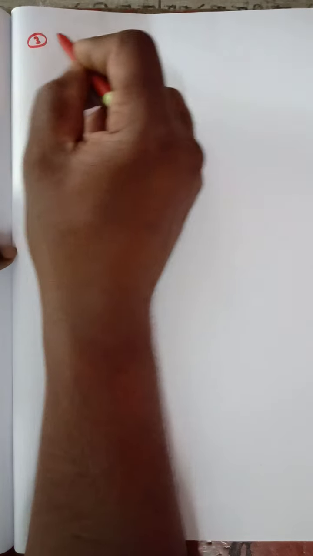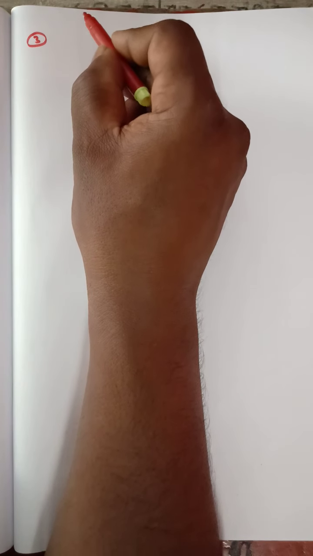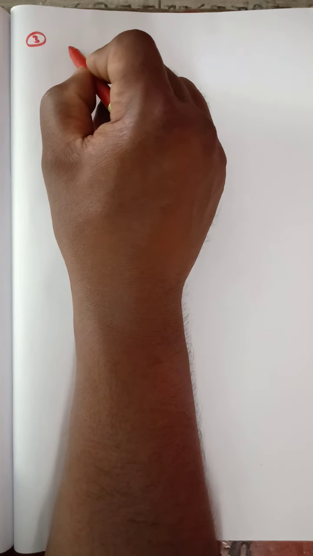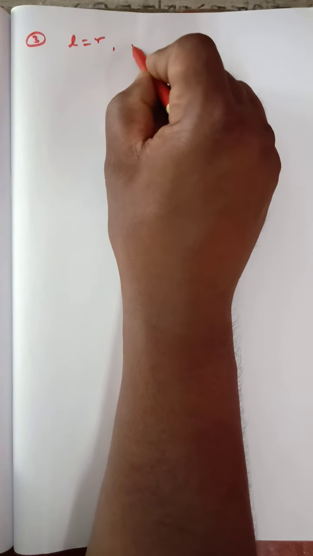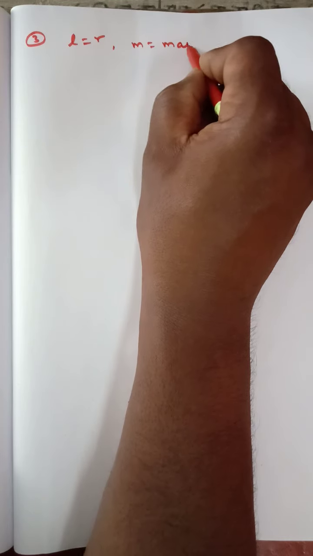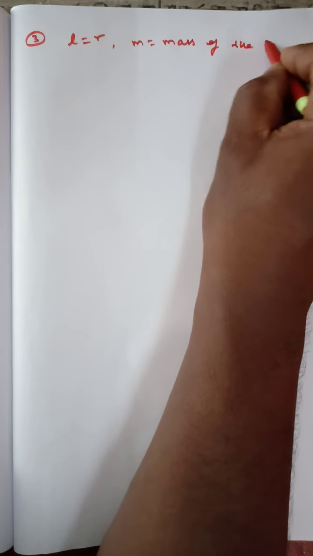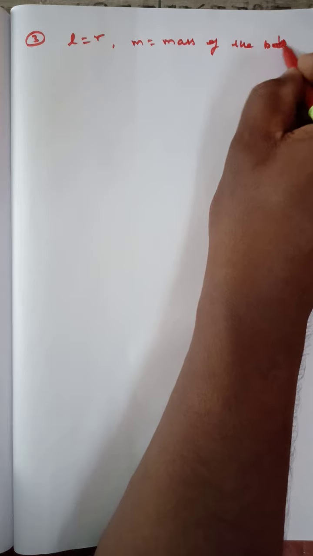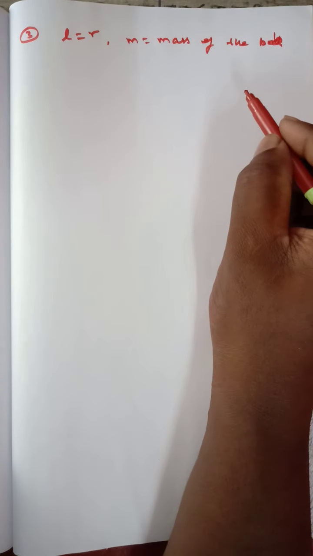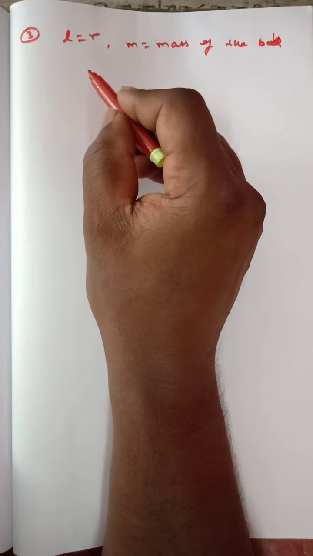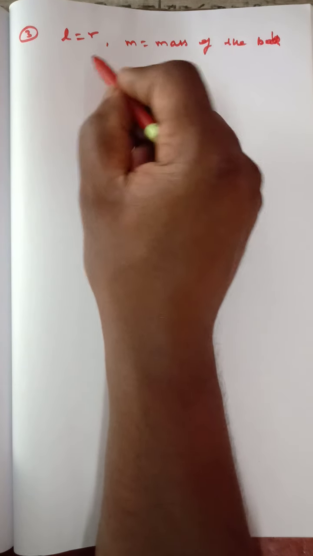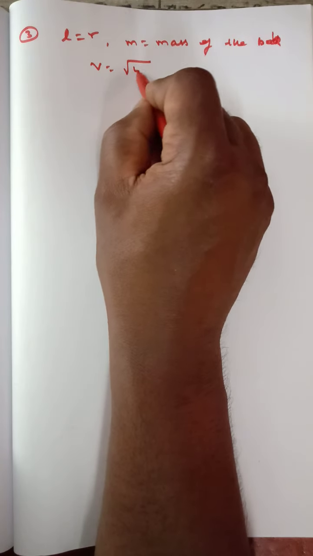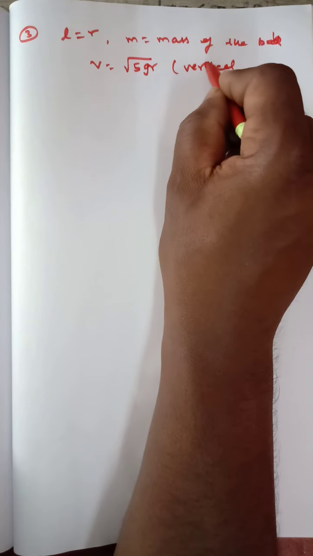Third question. First, write the given things. The length of the string is equal to the radius r. Then m is the mass of the bob. They are asking about the velocity for the string, which we already found in the derivation, that is v equal to root of 5gr. So this is for vertical circular motion.